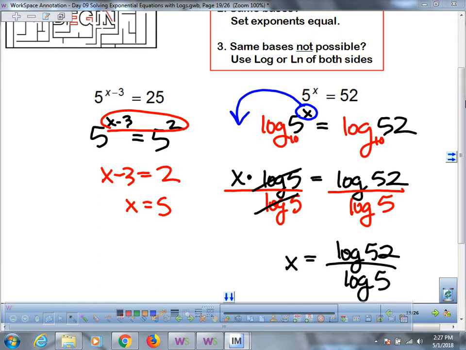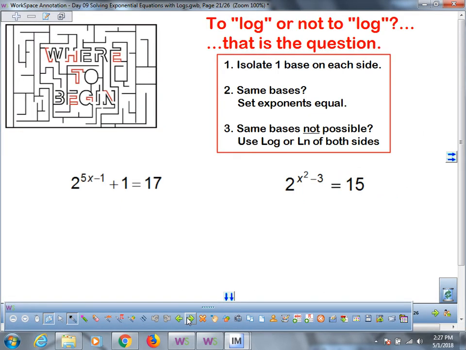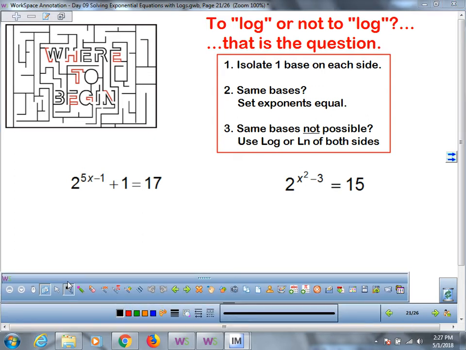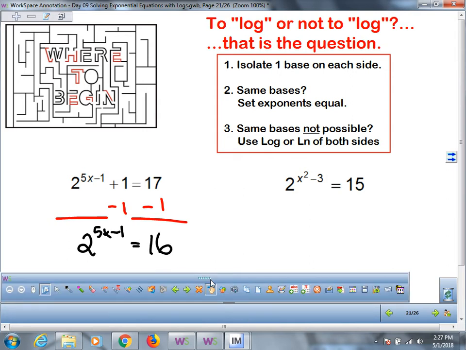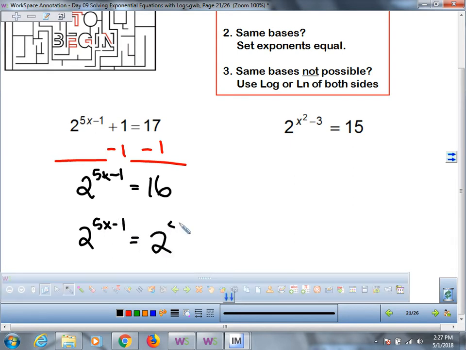All right, I'm going to do 2 more, and you can see why these are going to get a little bit more difficult. So what do I do before I even decide log or not to log? I need to move that 1 over. So when I move the 1 over, I get 2 to the 5x minus 1 equals 16. Log or not to log? They have common bases. So 2 to the 5x minus 1 can be compared to 2 to the 4. And now it's a simple problem that you can solve.